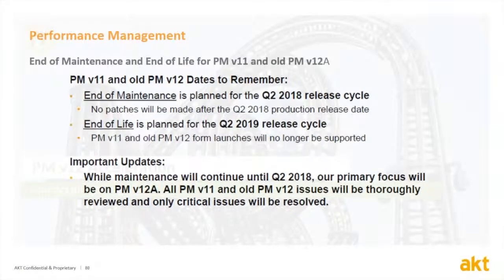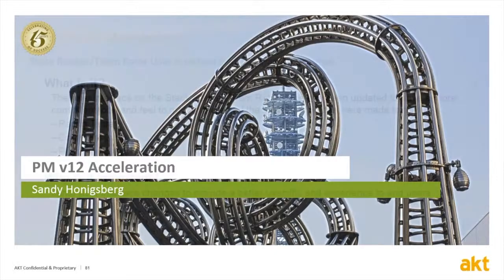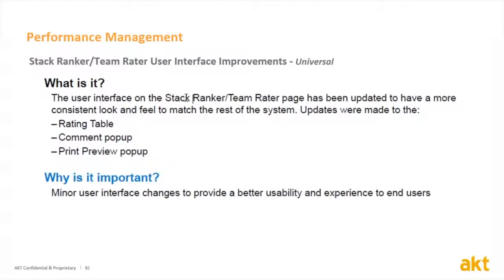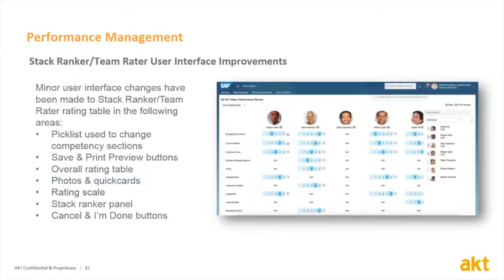Okay, let's talk about the actual product itself. Version 12 acceleration and things that have been changed. Now, as you can see here, the first item of business is the stack ranker, or what some people call the team rater. For those who are familiar with it, you know exactly what it is. For those who are unfamiliar, the stack ranker is an optional feature that allows the manager to rate all of the people in his purview when they've reached the management review step of the rating of the roadmap, and you can do the competency ratings for all the people at the same time.